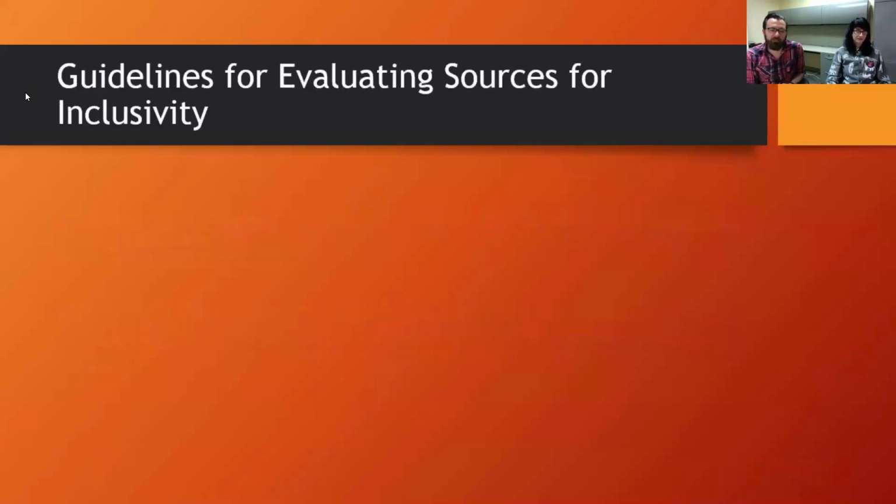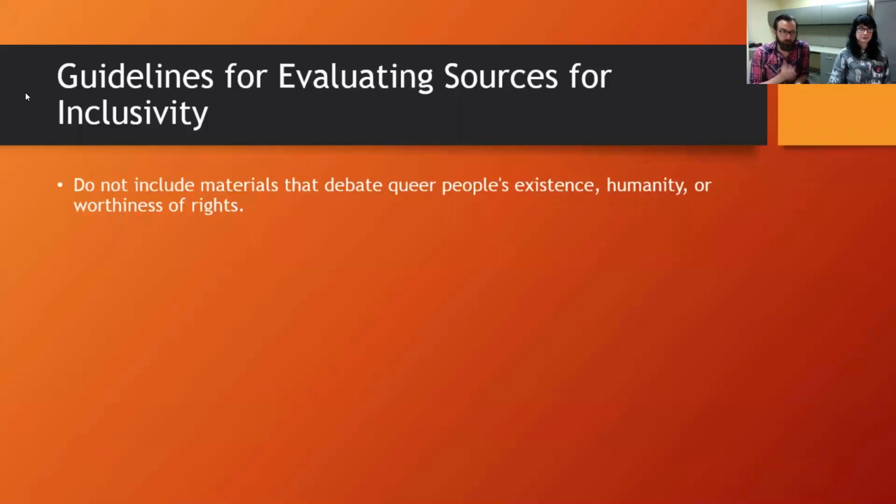So some of these guidelines for inclusivity include the one that we're just like, don't do this: including materials that debate queer people's existence, humanity, or worthiness of rights. This to us is important because it's basically saying this is not a controversy, right? These people exist. That's not something that we should say, should they or shouldn't they. It's just, these people exist, they're humans, they're worthy of rights because they exist. So starting those conversations is often not a great experience for anyone in the classroom, I don't think.